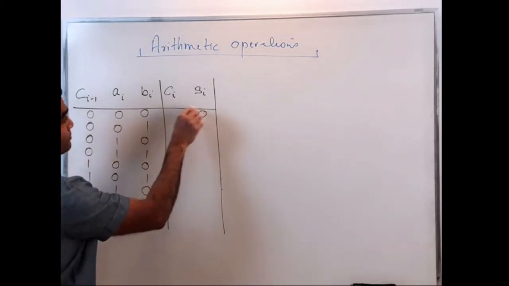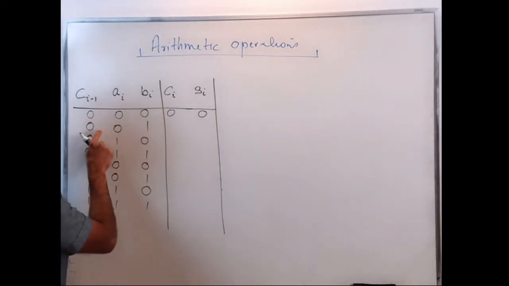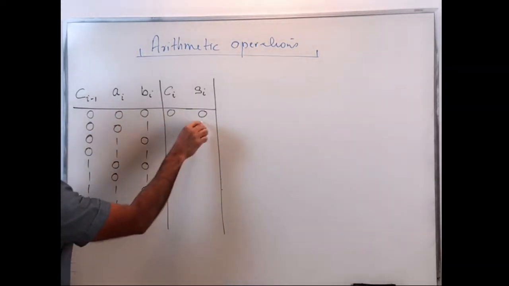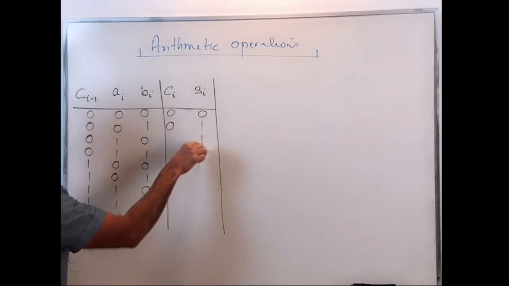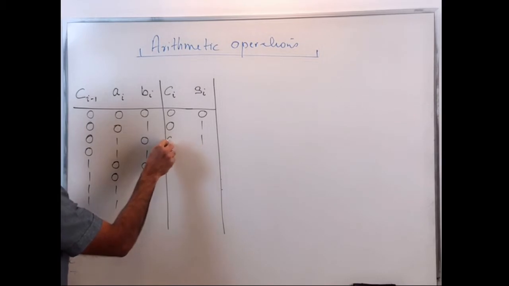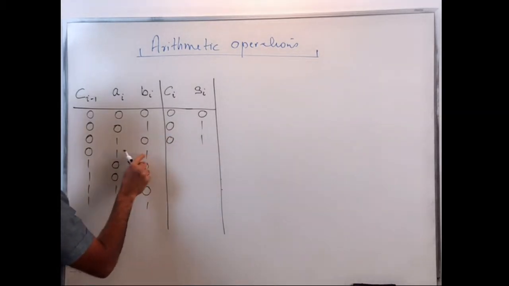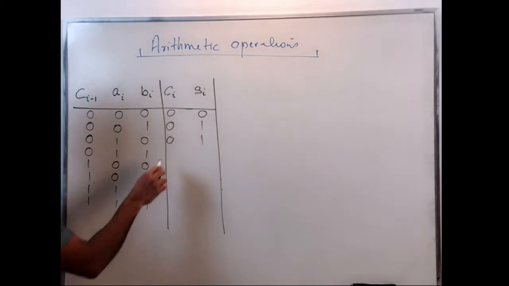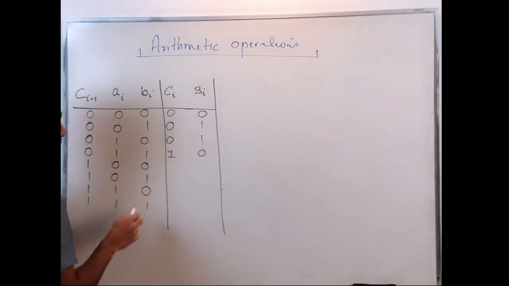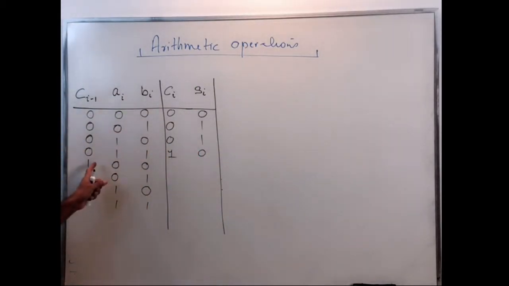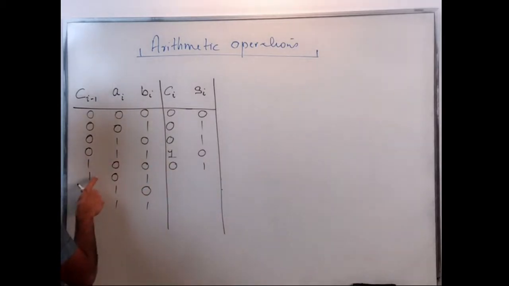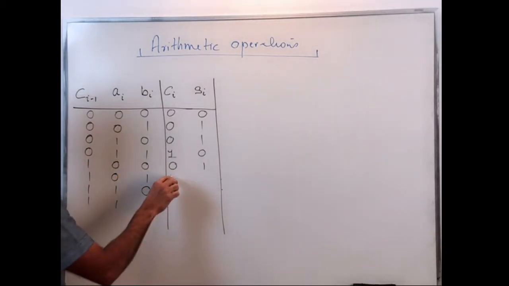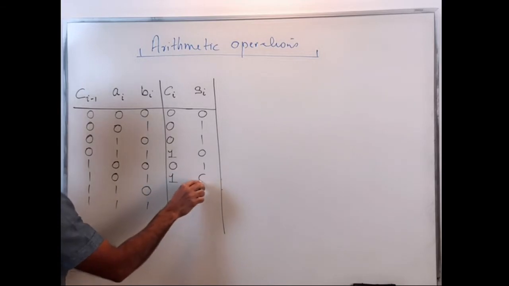Sum is 0, carry out is 0. 0 plus 0 plus 1, sum is 1, carry out is 0. 0 plus 1 plus 0, then sum is 1, carry out is 0. 0 plus 1 plus 1, carry out is 1, sum is 0, because 1 plus 1 is 1 0. 1 plus 0 plus 0, then sum is 1, carry out is 0. 1 plus 0 plus 1, then the carry out is 1, sum is 0.